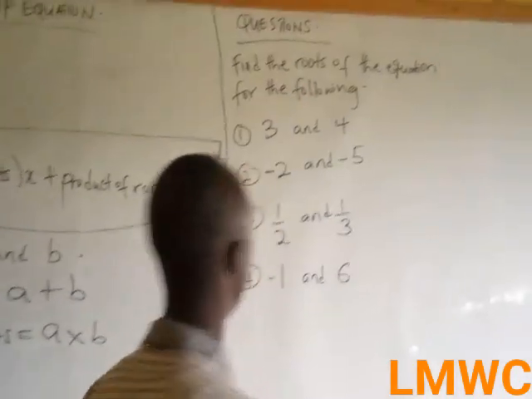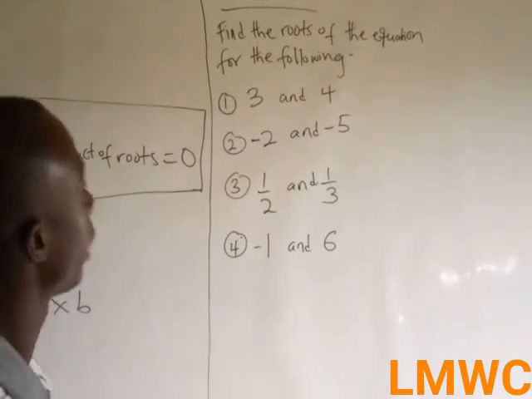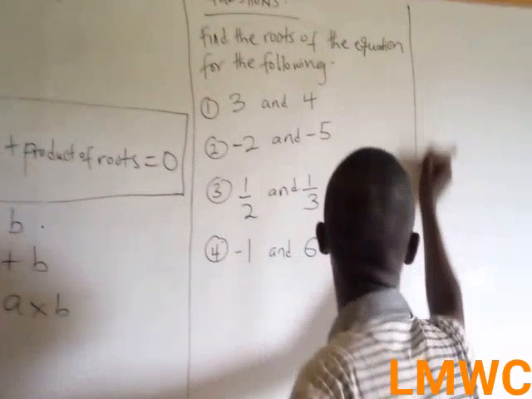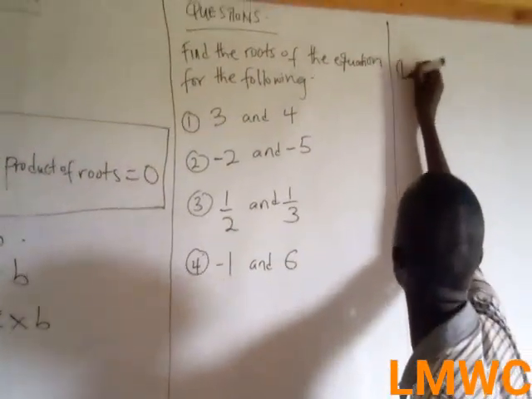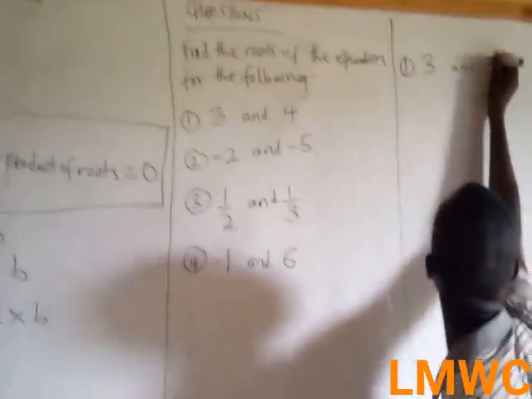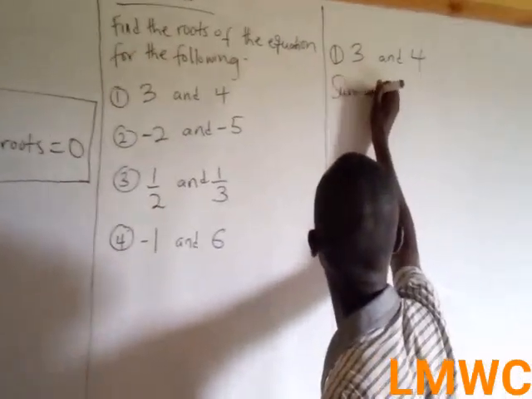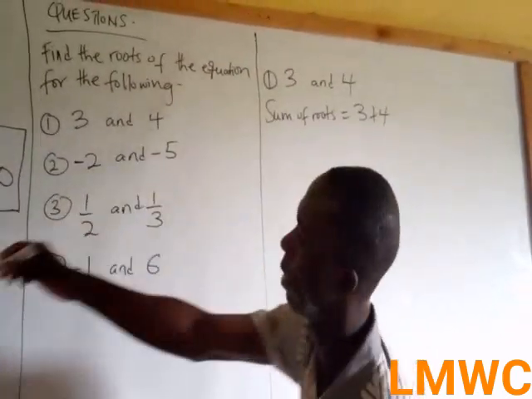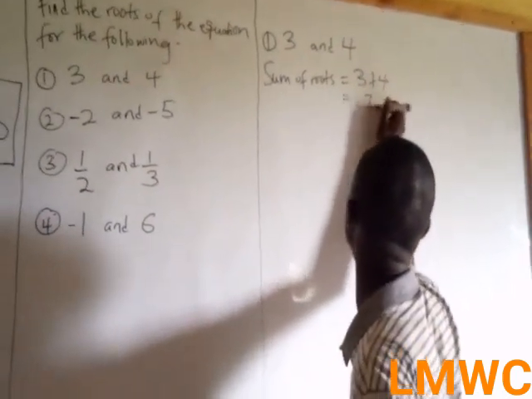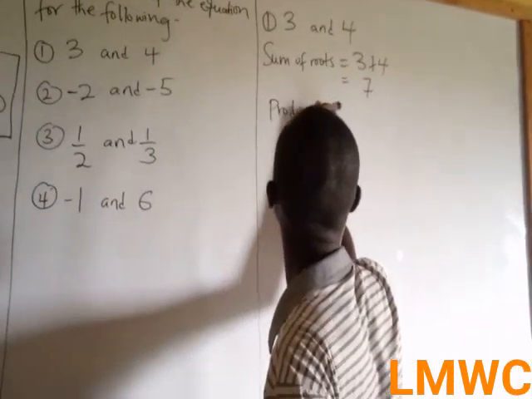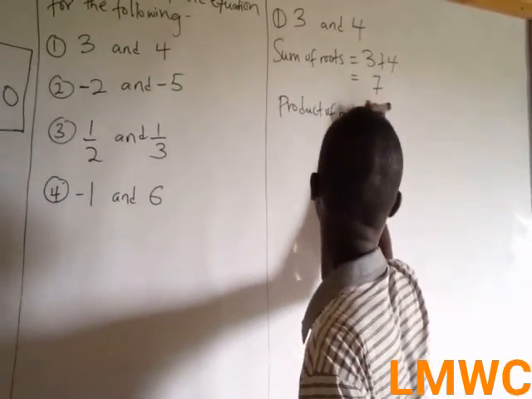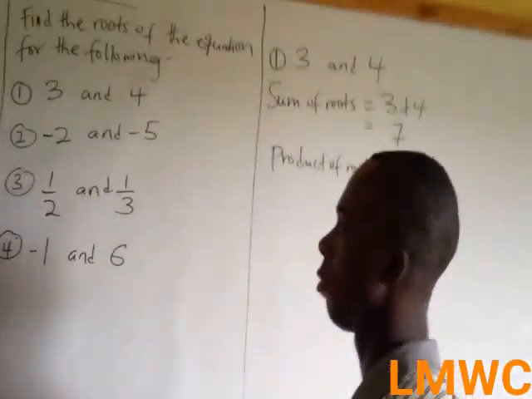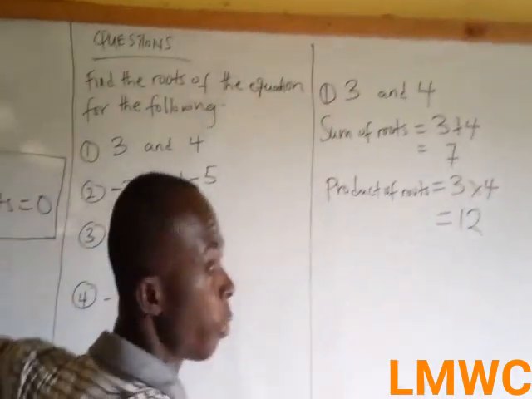So let's take the following examples. Find the roots of the equation for the following: 3 and 4. The sum of roots is equal to 3 plus 4. As I said, you add it. 3 plus 4 is what? 7. The product of roots, we have 3 times 4. And 3 times 4 is what? 12. So you substitute this into the formula.